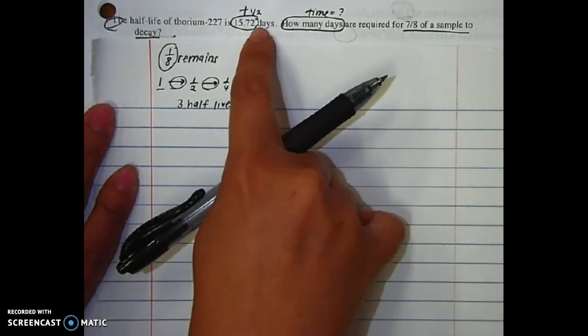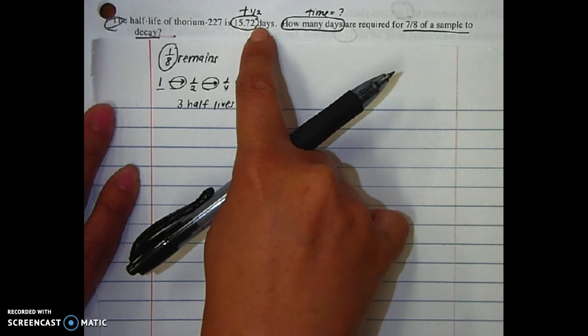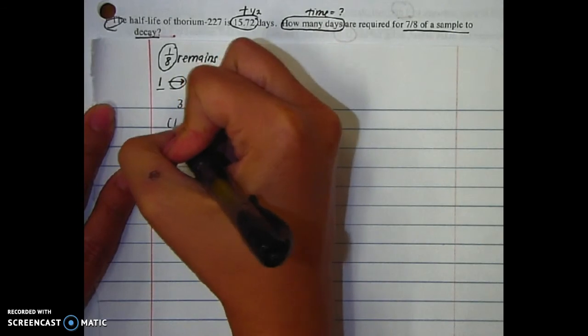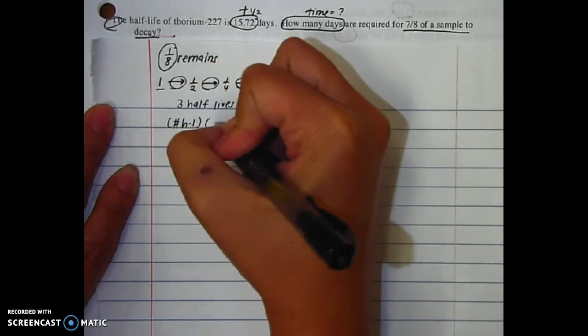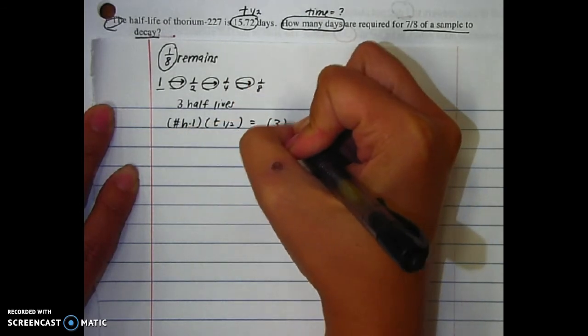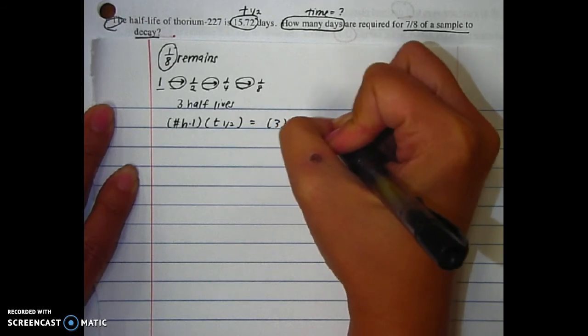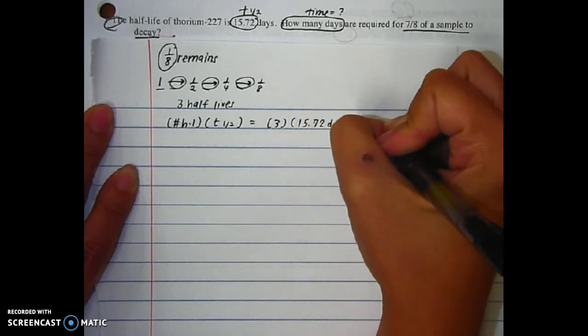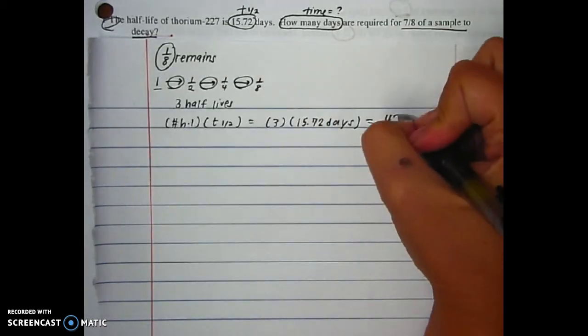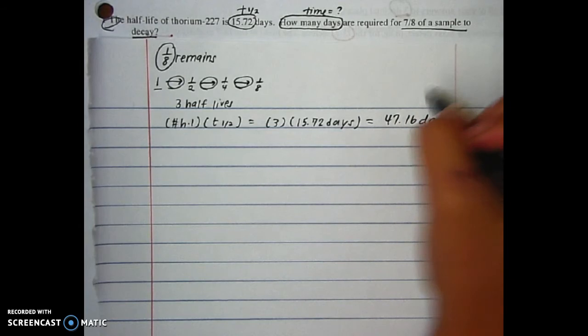And because I know that the half-life of thorium is 15.72 days, the age or the time of my substance is just going to be my number of half-lives, 3, and I'm going to multiply it by the half-life itself. So we have number of half-lives is 3, and I know that the half-life is 15.72 days. And if you just go ahead and calculate that, it's 3 times 15.72, and I would get 47.16 days as my answer here.